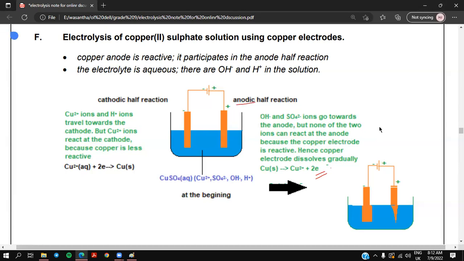The electrolyte is aqueous. There are OH negative and H plus in the solution coming from water, okay? Now, copper 2 plus ions and H plus ions travel towards the cathode, but copper 2 plus ions react at the cathode because copper is less reactive. OH minus and sulfate ions go towards the anode, but none of the two ions can react at the anode because the copper electrode is reactive. Hence, copper electrode dissolves gradually. Equation is given.